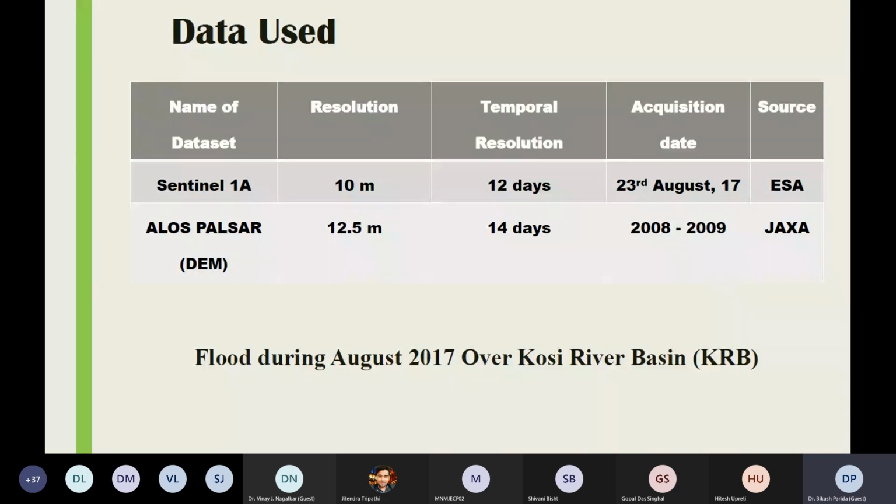There is another dataset available at 8 meter only over the Himalaya regions. It was only half covered, up to the Kosi basin and some parts of northern Bihar, so it does not give the complete area. Therefore I didn't use that 8 meter. But if you explore, you will get 8 meter even free of cost, especially for the Himalayan part.